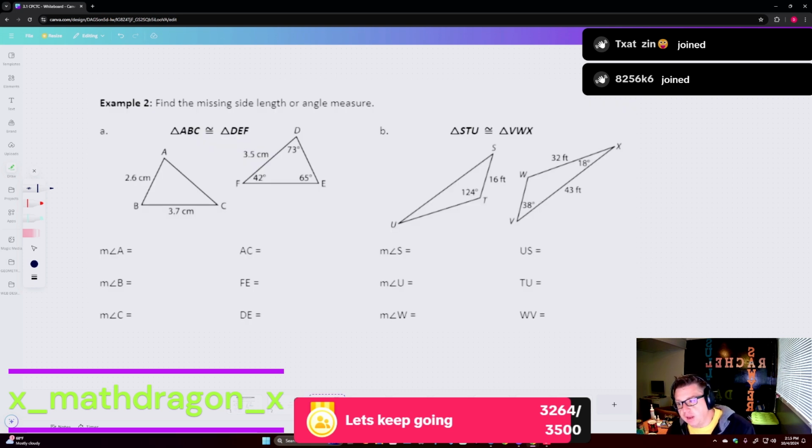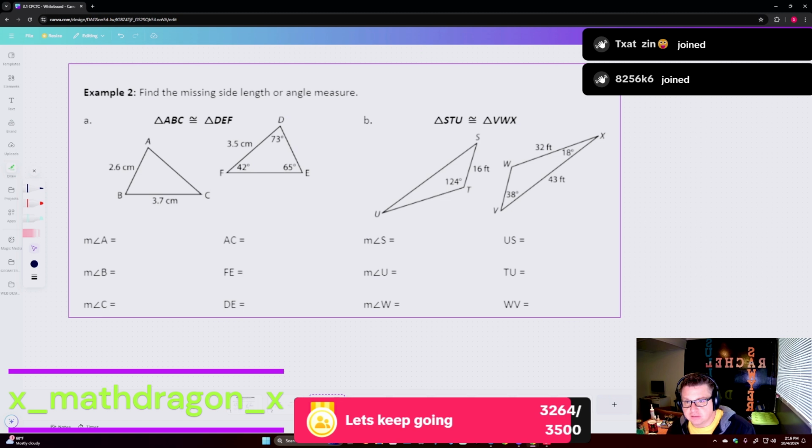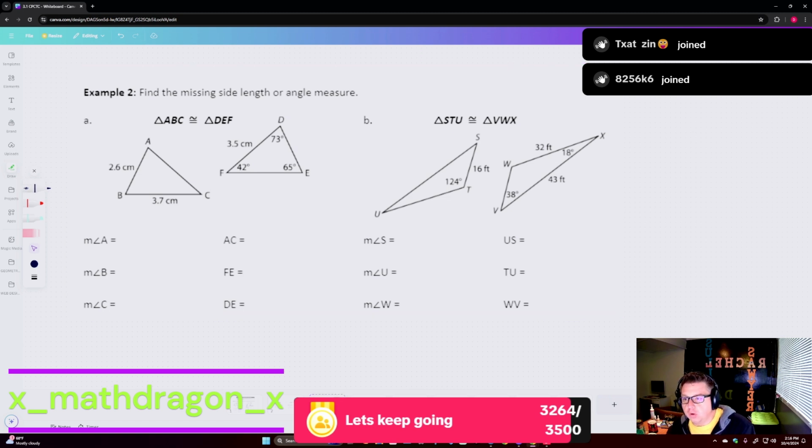All right, let's find missing sides and lengths in the measure. So what we're going to do here, we know AB and DE are the same. We know BC and EF are the same. BC, EF, and you might go, Schmidt, how do you know? Well, look what it says right here. It says triangle ABC is congruent to triangle DEF. And that congruent sign is the same as equals.